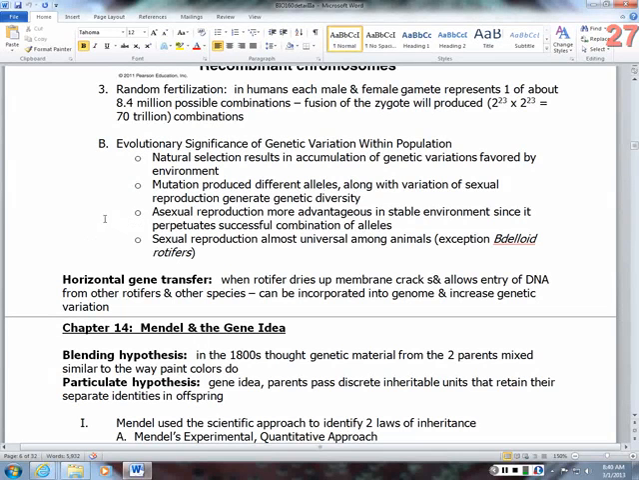If you've got a more stable environment, asexual reproduction is more advantageous because it's going to perpetuate the successful combination of alleles. If the environment is less stable, you want to have sexual reproduction, not that you get to make any choice in this matter, but what would be more advantageous is to have more varieties in there so that you can potentially have something stronger adapt and survive in a population.